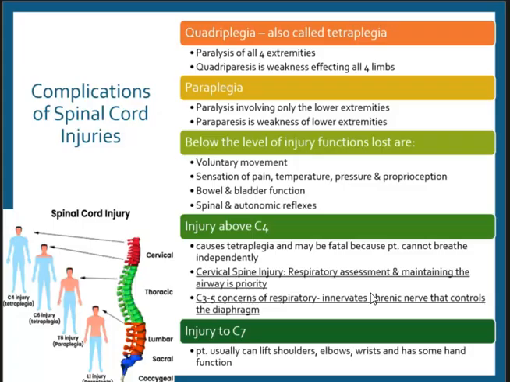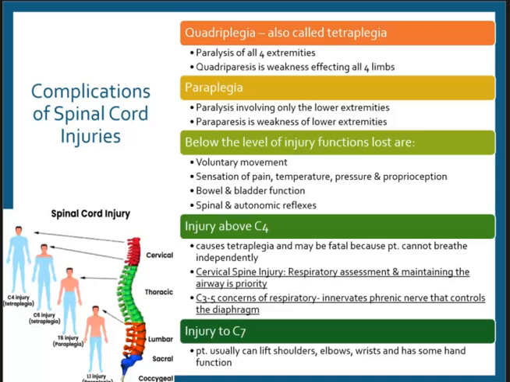They are going to lose voluntary movement, sensation, so pain, temperature, pressure, proprioception, so having like senses to what's close to them, bowel and bladder function. Spinal and autonomic reflexes are going to be gone or not working as well. Injury above C4 could be fatal. C3 definitely fatal. So C3 through 5, concerns for respiratory. So the innervate phrenic nerve that controls the diaphragm is no longer working. Why do we need our diaphragm?